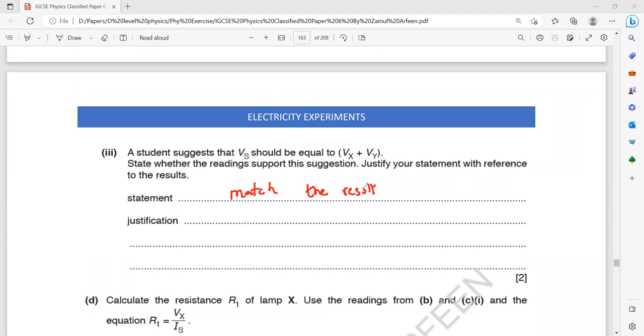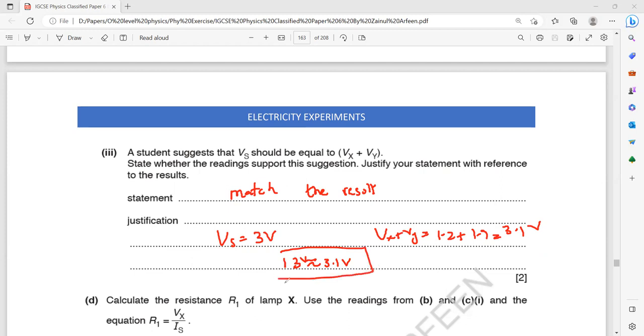Or you can also say the statement is true or correct, and in the justification you will mention, with reference to the values, Vs is 3, where Vx plus Vy, when you add them, 1.2 plus 1.9, is equal to 3.1. So you can say 3 is approximately equal to 3.1. Is it clear, this one? Yes, sir, clear.